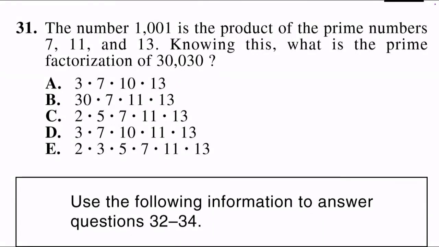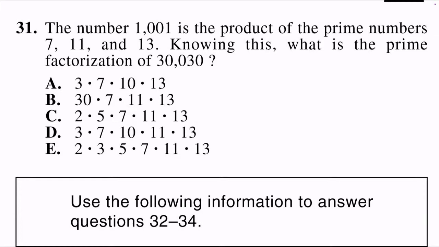Hello, in this video we will be going over number 31 through 40 in the math portion of the 2018 to 2019 official practice ACT. Starting with number 31, we read that the number 1001 is the product of the prime numbers 7, 11, and 13. Knowing this, what is the prime factorization of 30,030?